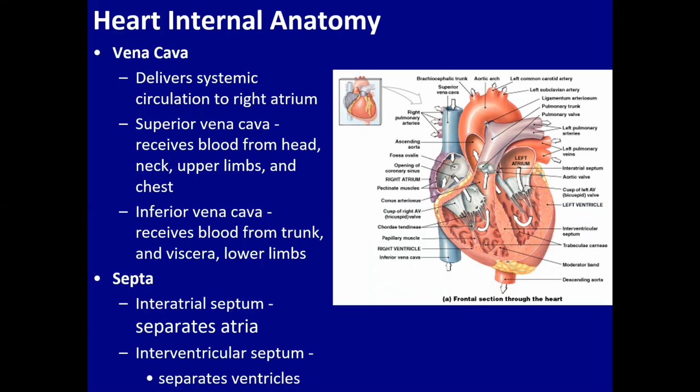Between the atria is something called the interatrial septum that separates the two of them. And then between the ventricles, you have the interventricular septum. And you can see this interventricular septum right here. It's kind of hard to see the interatrial septum.